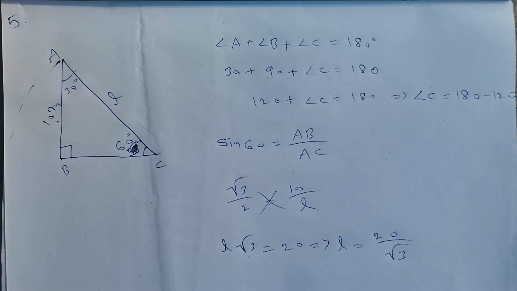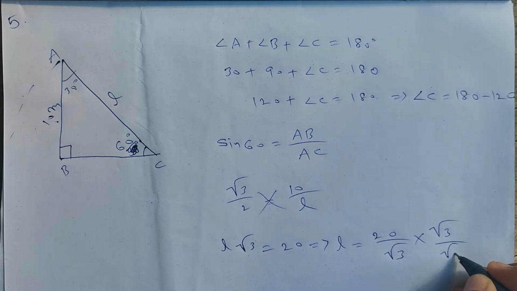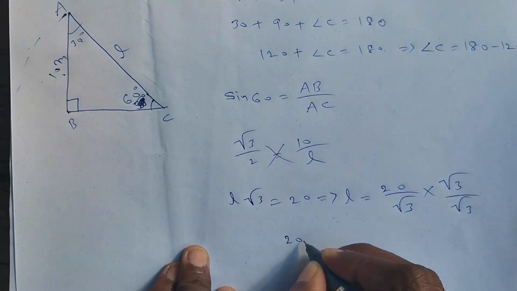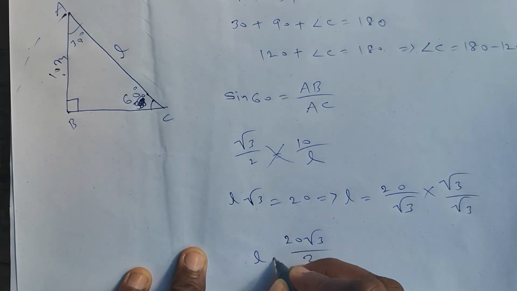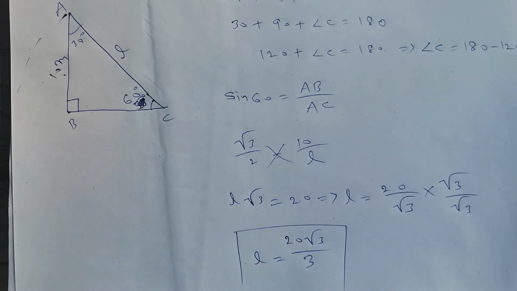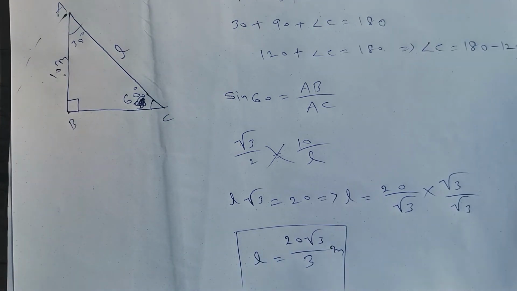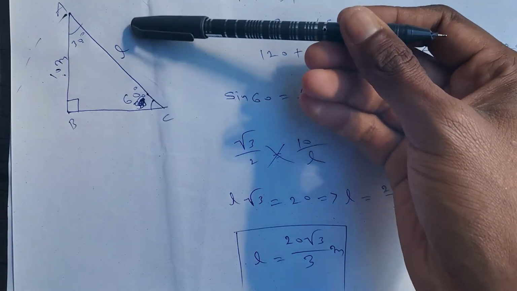And as per the logic, we don't want any irrational number in the denominator, so multiplying and dividing by root 3. 20 into root 3, 20 root 3 by root 3 into root 3, 3. So the length of the rope is 20 root 3 by 3 and all the measurements are in meters, so this is also meters. Now I don't want to find another angle, I will go with this only.